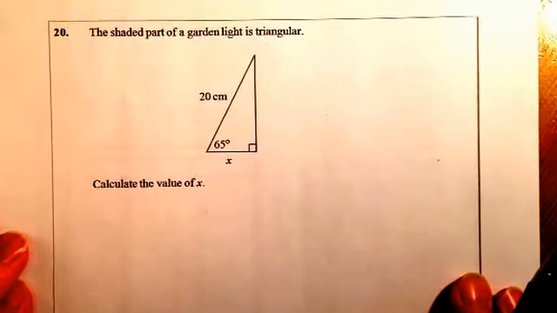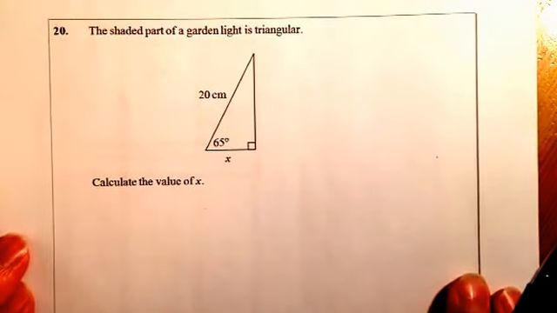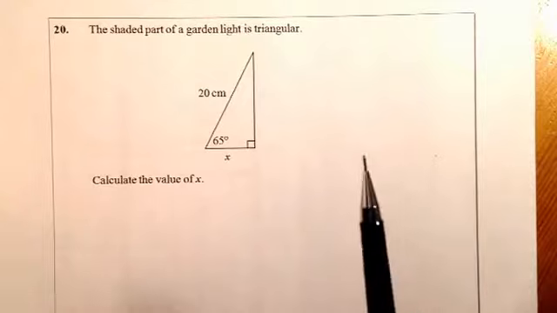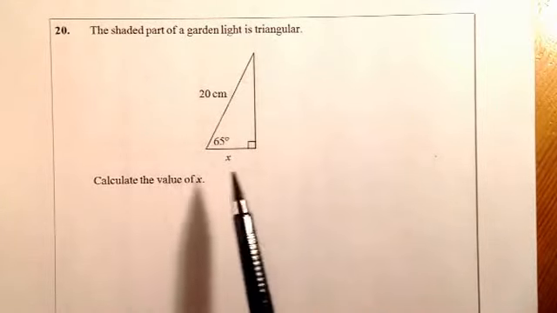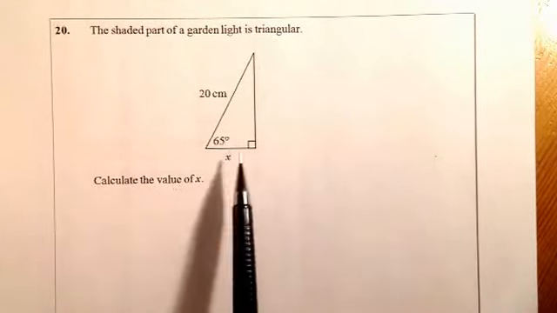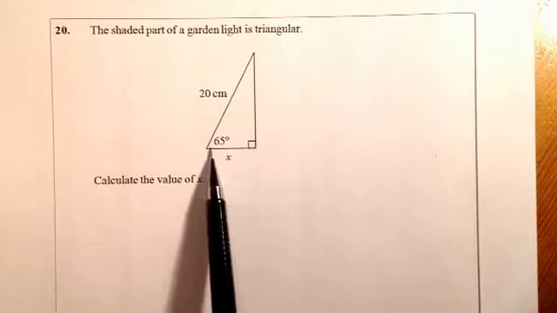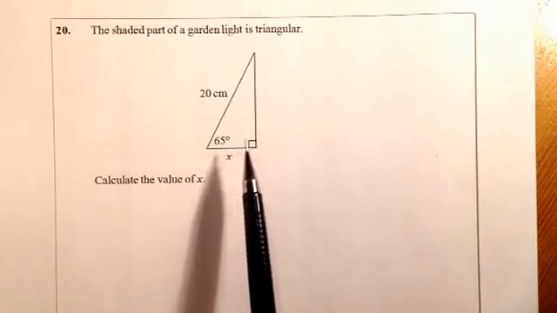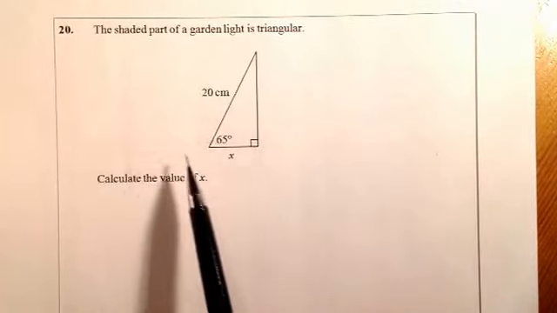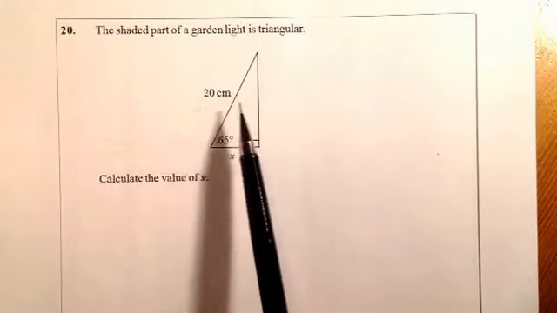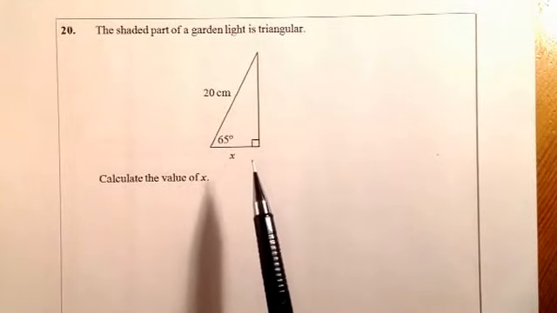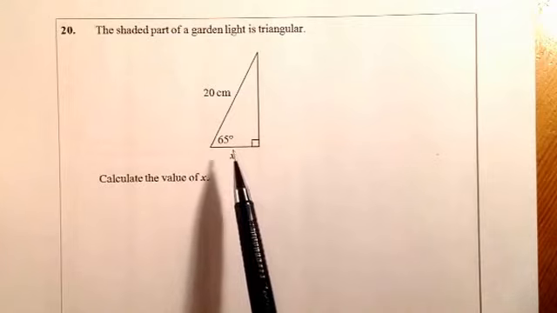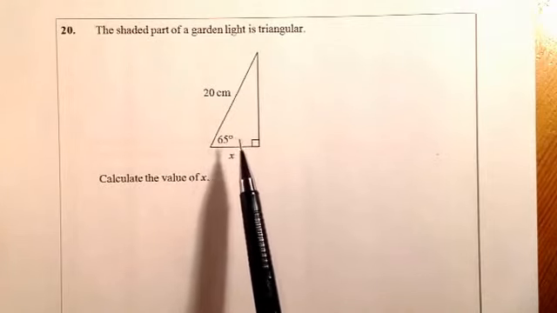On to question 20. Right, question 20. We've got the shaded part of a garden light is triangular. So I've got a triangle here, calculate the value of x. So it's a side on the triangle I'm working out. I can't use Pythagoras' theorem on this one because I don't know two of the sides. So I'm going to have to use SOHCAHTOA, or trig ratio it's called.